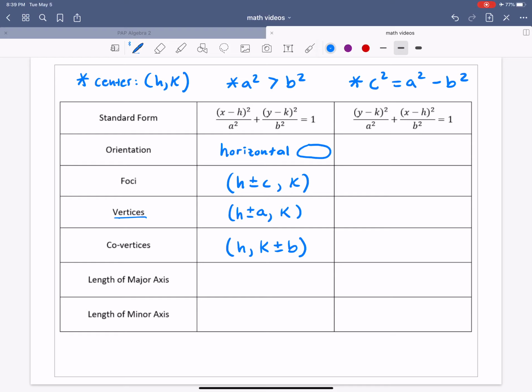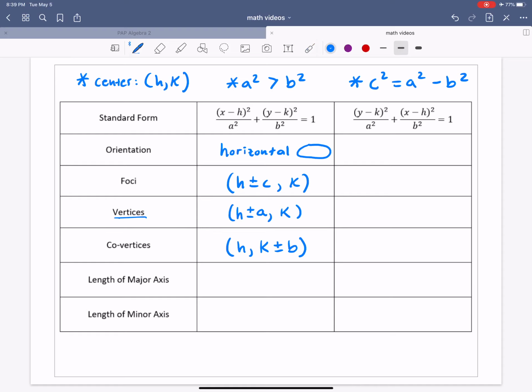That's Pythagorean theorem. No, it's not. Okay, that is Pythagorean theorem, but we're not using Pythagorean theorem here. We're using an application of it, which ends up getting us to C squared equals A squared minus B squared. That's not a mistake. You're going to need to remember that for an ellipse, C squared equals A squared minus B squared.